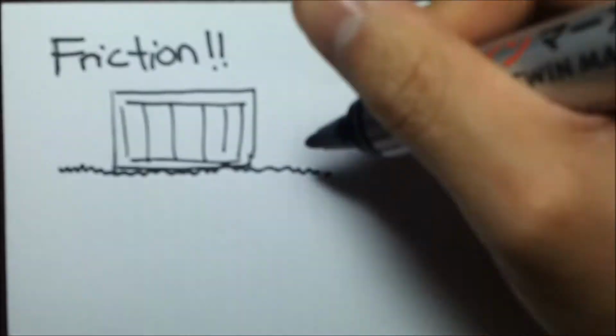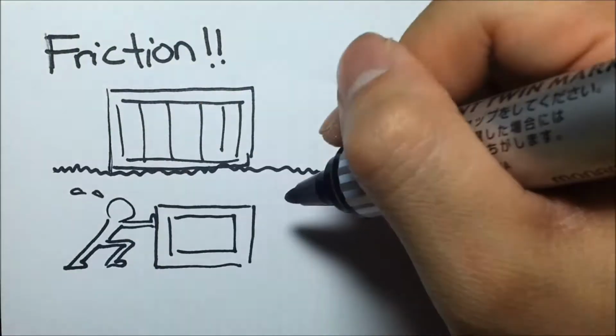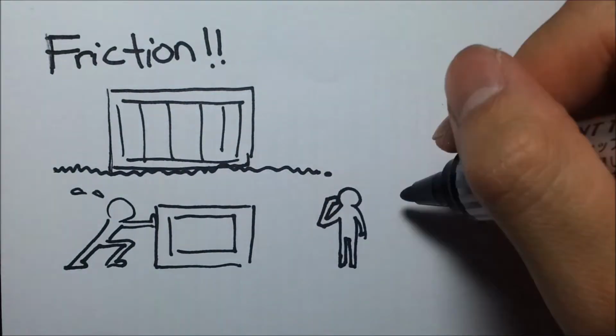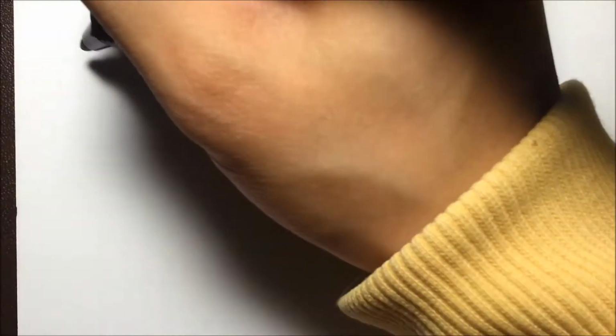Now let's introduce something else. It's friction, a force that opposes the motion between two surfaces. Like when you push a box, it's hard to push not only because it's heavy, but also because there's friction between the surface of the box and the surface of the floor.